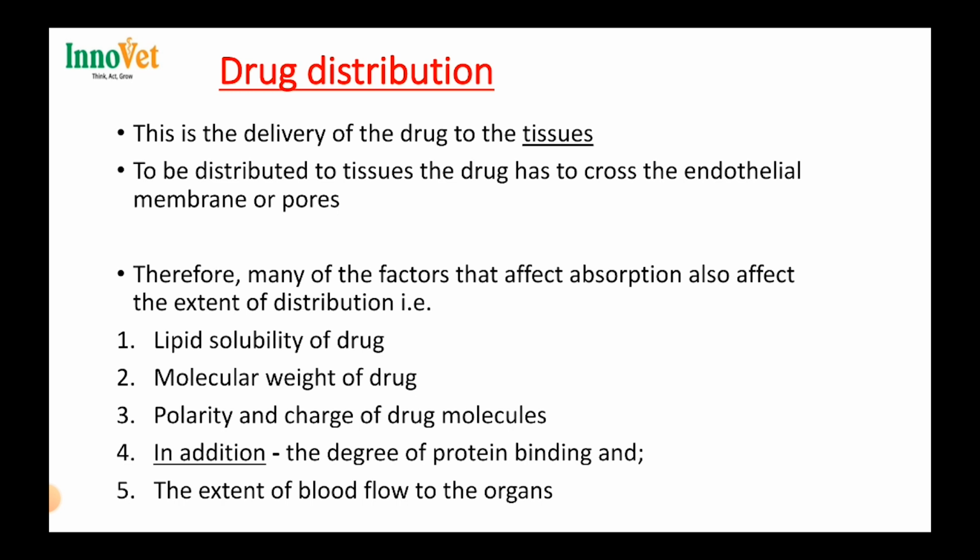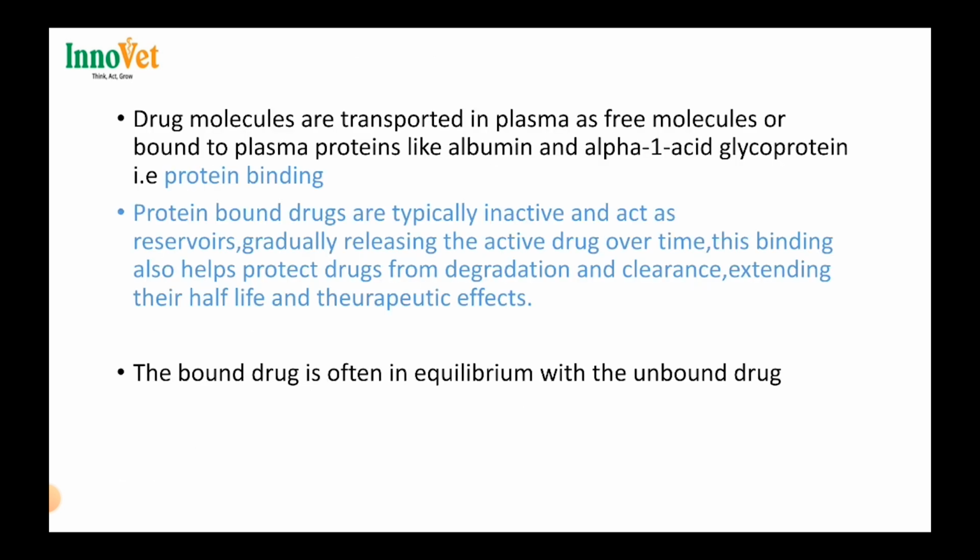Then in addition, the degree of protein binding and the extent of blood flow to the organs also affect drug distribution, as we shall see. Drug molecules are transported in plasma as free molecules or bound to plasma proteins like albumin and alpha-1 acid glycoprotein, which process is called protein binding. So what is protein binding and why does it occur?